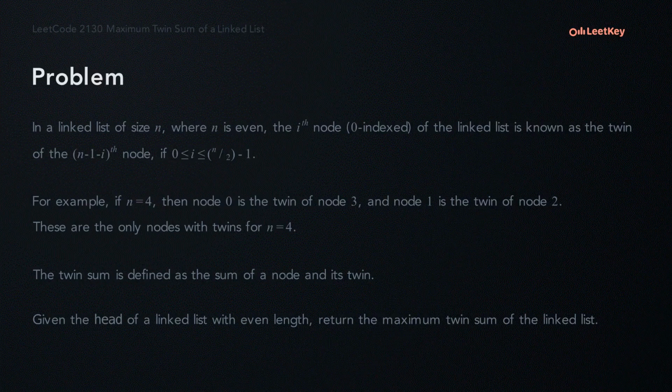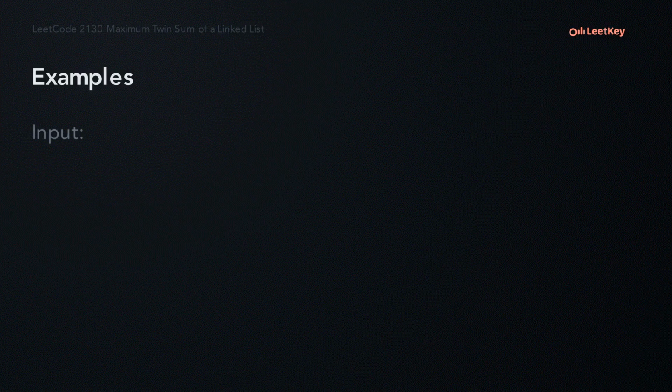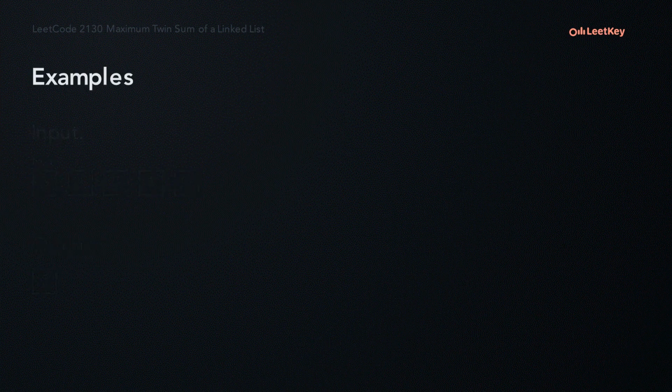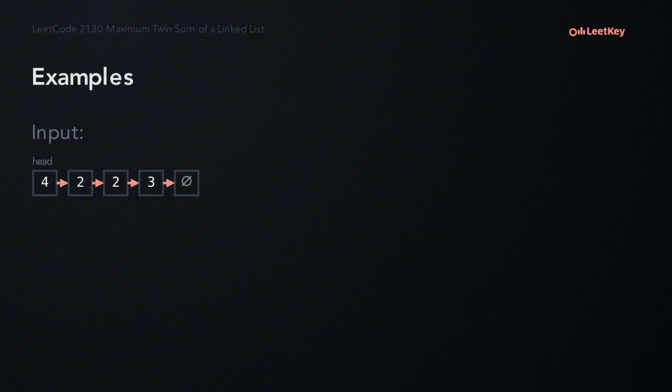Given the head of a linked list with even length, return the maximum twin sum of the linked list. For example, example 1, input head is the linked list 5, 4, 2, 1. Output is 6. Nodes 0 and 3 sum to 6, as do nodes 1 and 2. Example 2. Input head is the linked list 4, 2, 2, 3. Output is 7. Nodes 0 and 3 sum to 7.